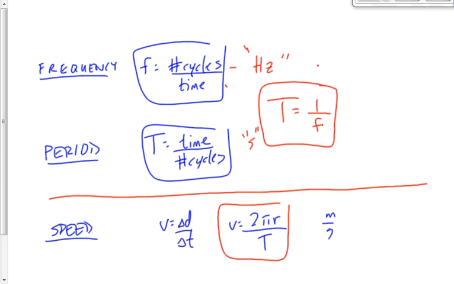Hey, quickly, frequency, vector or scalar? Is there a direction with it? Scalar. Period, vector or scalar? What about speed, vector or scalar? Scalar, good.